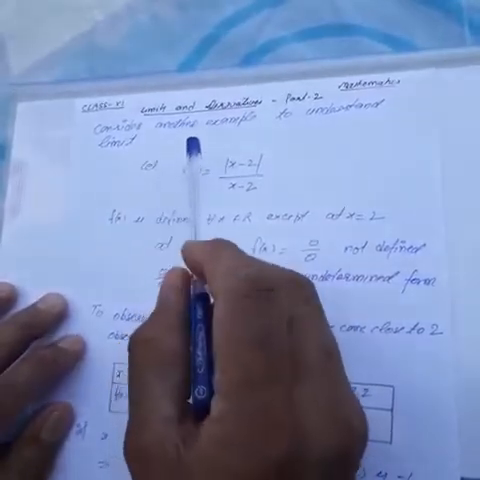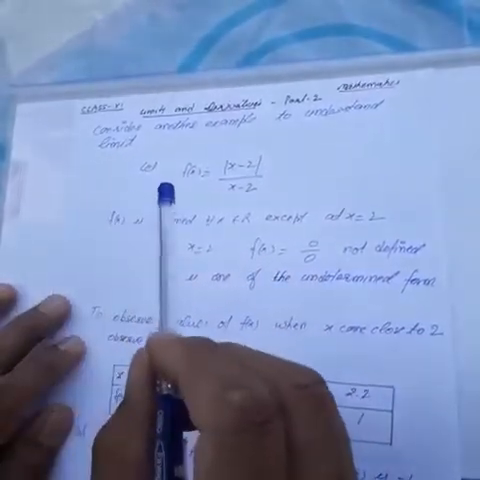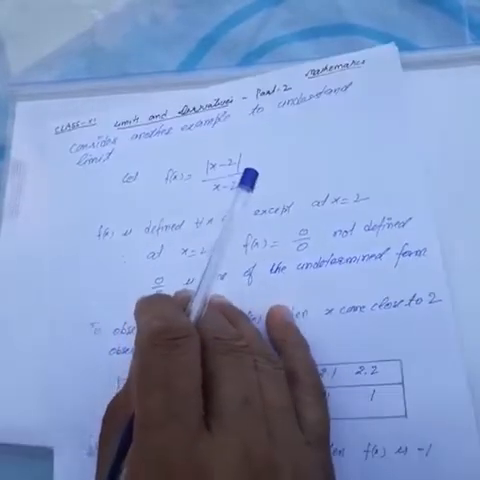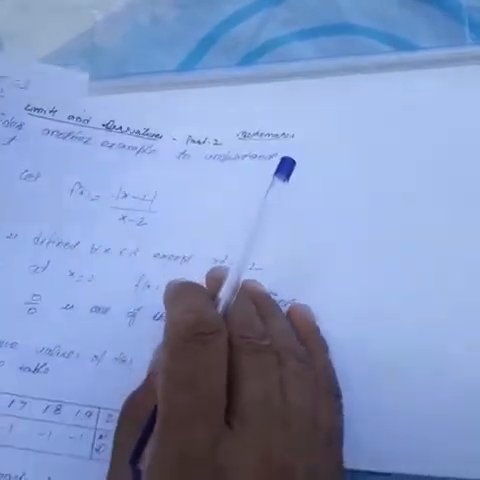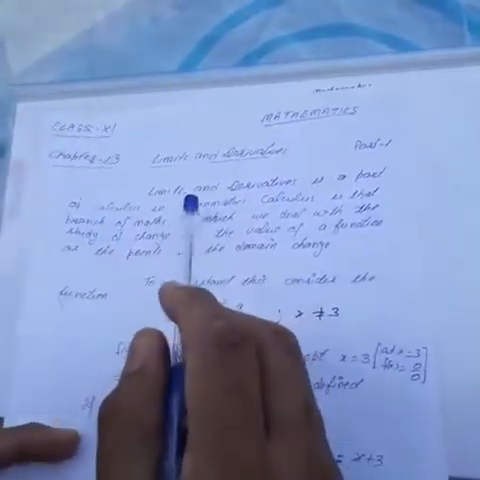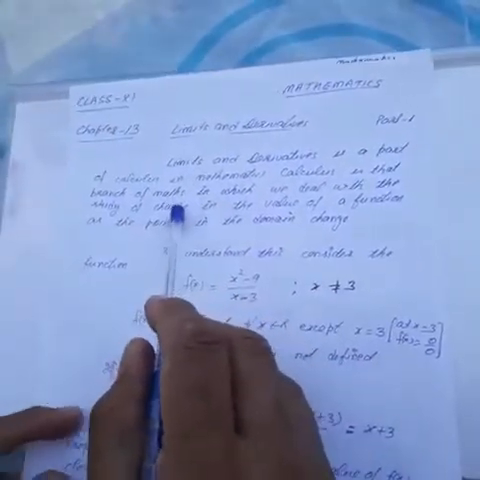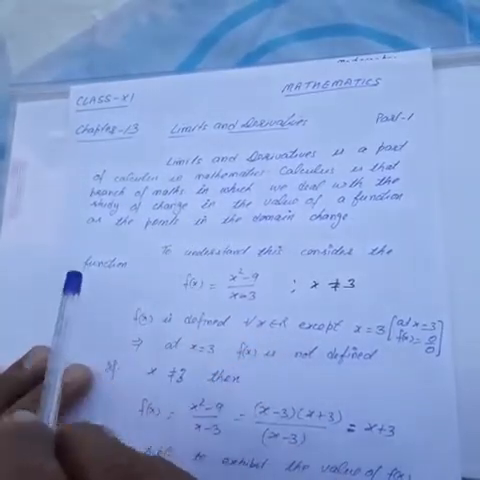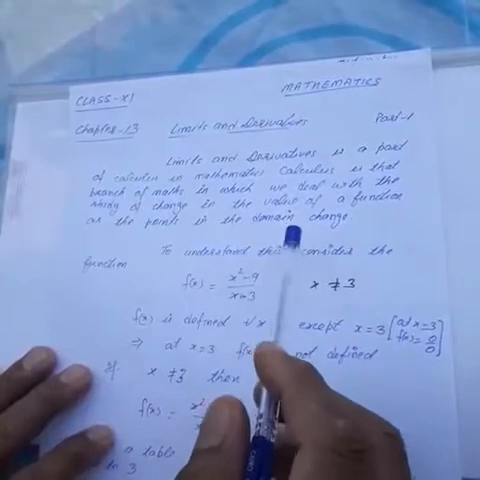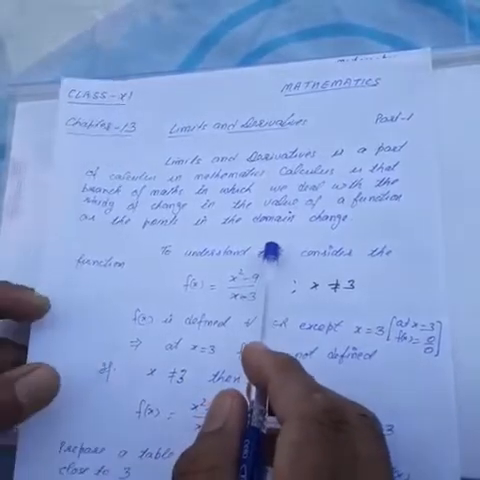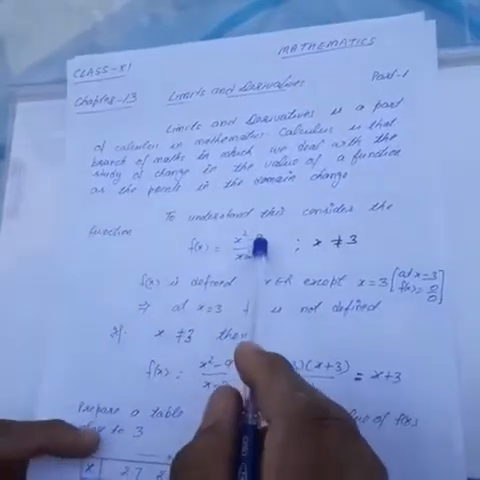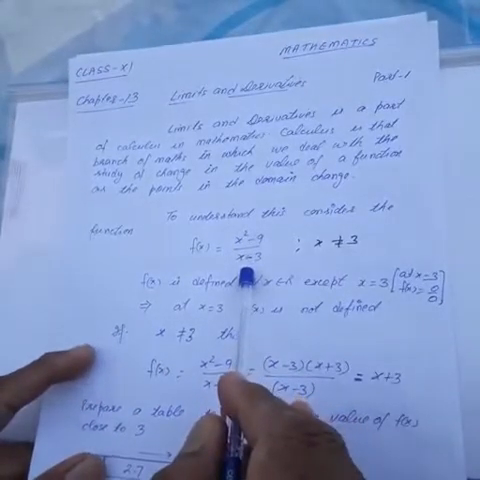This is the 13th chapter of NCERT. We started this topic in the last period, so let's have a quick revision of what we did in Part 1. In this chapter we will study the change in value of a function when x changes in its domain. To understand this, consider a function f(x) equal to (x square minus 9) upon (x minus 3).